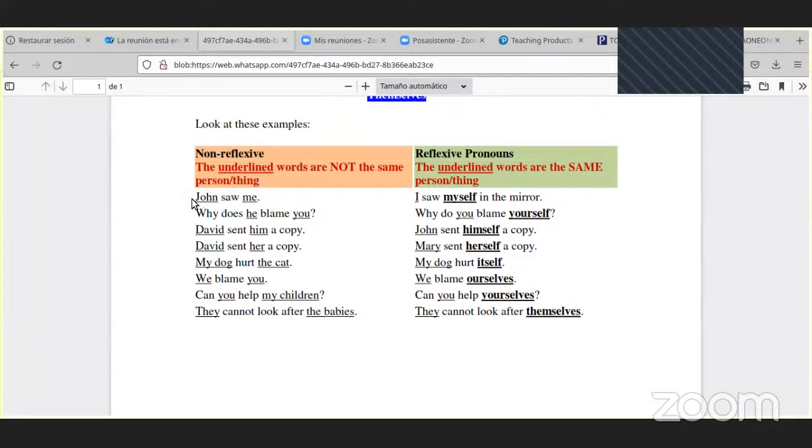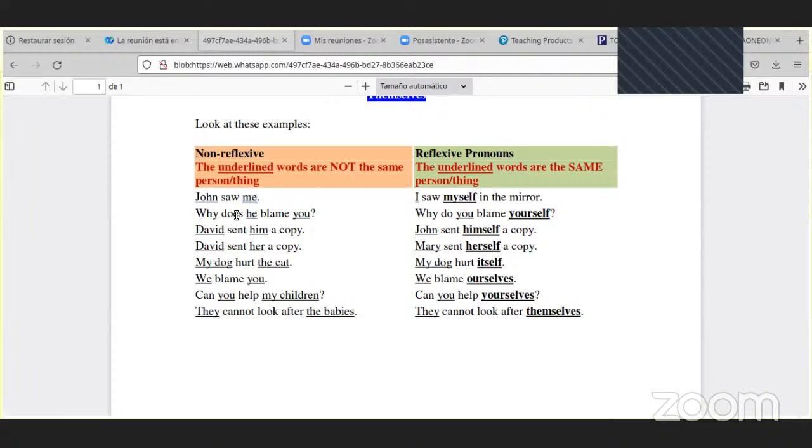Here, when I have a name, a subject, John, it is the same as he. John saw me. Here I have one subject, and here I have an object pronoun. So this sentence means that I am not reflecting, I'm not talking just about one person. We are talking about two people, about John and me. Okay, two people. So John saw me.